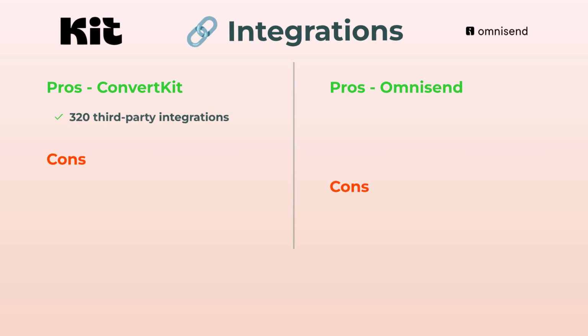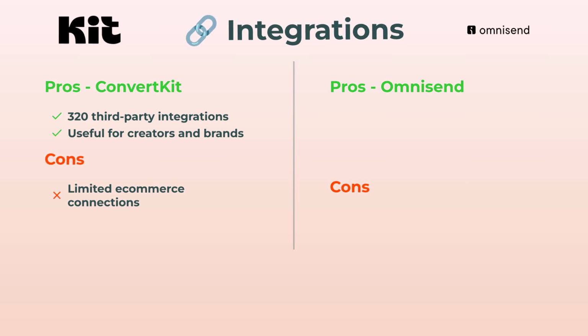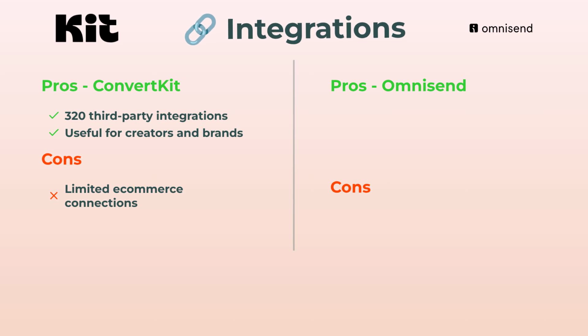Moving on. Integrations. Now here's a plot twist. ConvertKit connects to over 320 third-party apps. You name it, podcasting, courses, webinars, they've probably got it. And that's gold for creators. Sure, their deep e-commerce connections are a little thin, but overall, their integration game is strong.